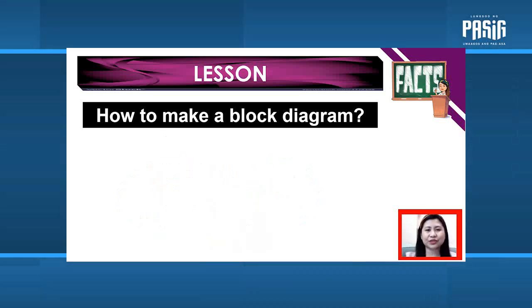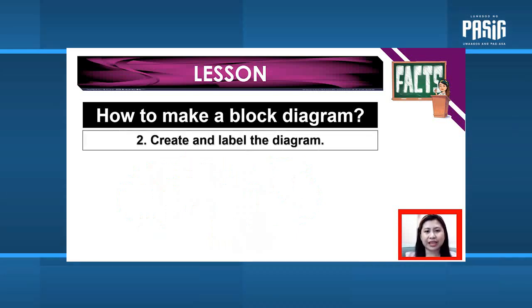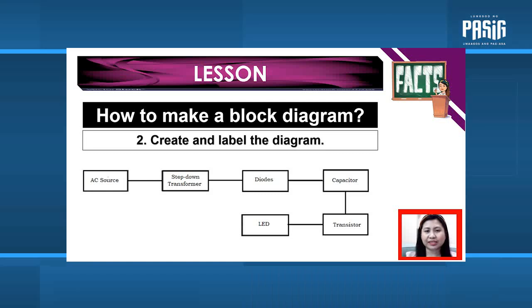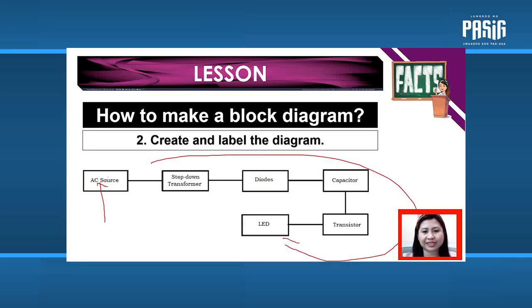Second step is for you to create and label the diagram. Start by drawing the boxes and connect it with lines. Write the first component on the first box and up to the last box.